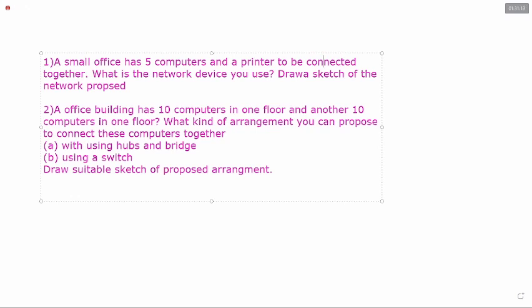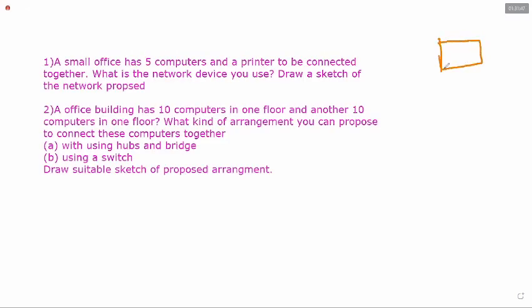So first one, what is the network device that you can use? Yes, hub first, and bridge. Hub. Yes, so no need to actually use a bridge because only 5 computers and a printer, so that means about 6 devices, right? If you are using a bridge, then you need 2 hubs, right? So no need to go for that kind of very complicated one. So you can use a hub and connect the 6 devices here, right?